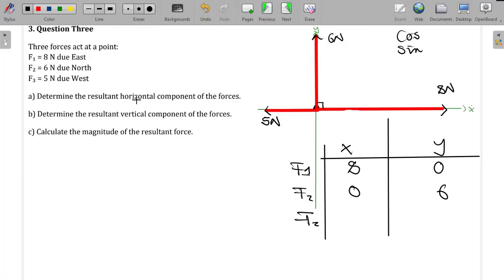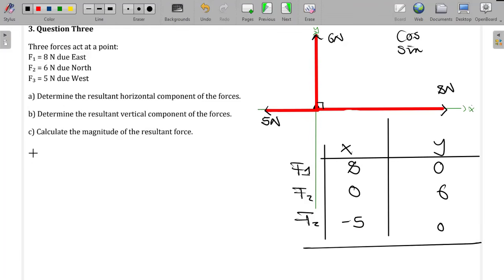Then we have this one. It's due west, which means the angle that we're using is 180. So we're going to say 5 cos 180. Cos 180 is -1, which means the x component will be -1 multiplied by 5. This is going to give us -5, whilst the y component will be 0 because sine 180 is 0. So this is also going to be equal to 0.